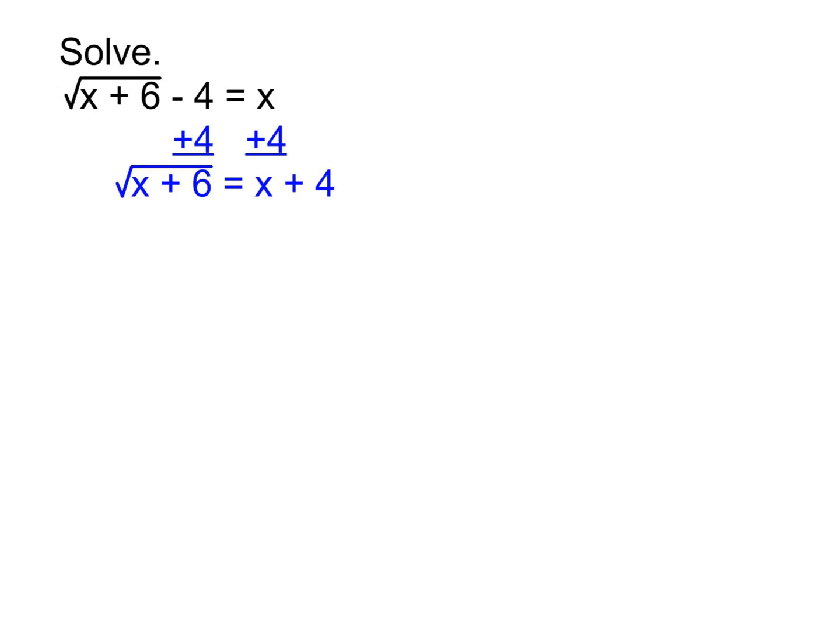So first thing, isolate the square root. So now I've got the 4 over on the other side. Having done that, we now can get rid of the square root. Remember, to get rid of the square root, we square both sides of the equation.